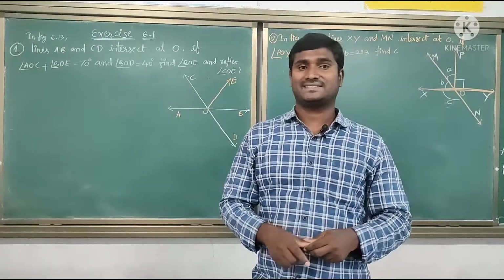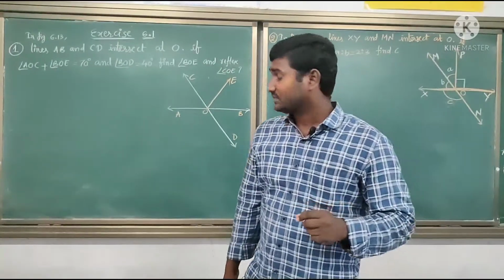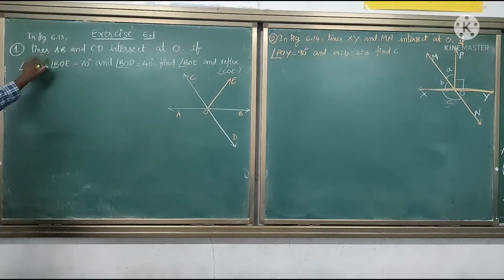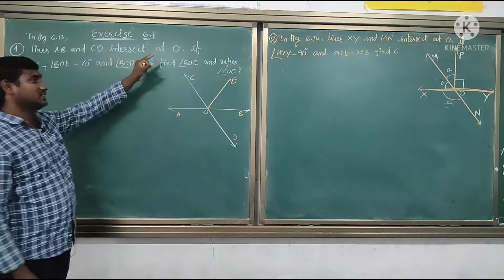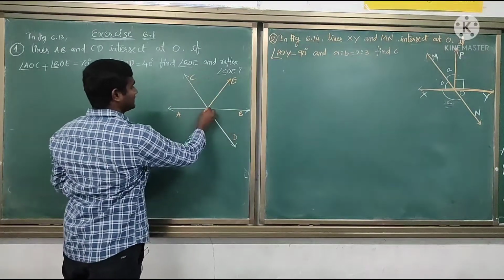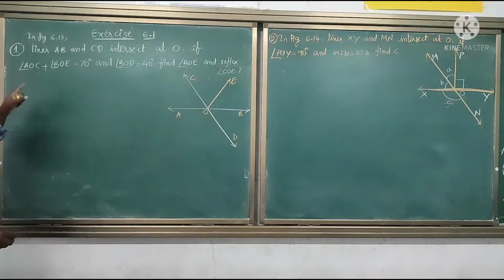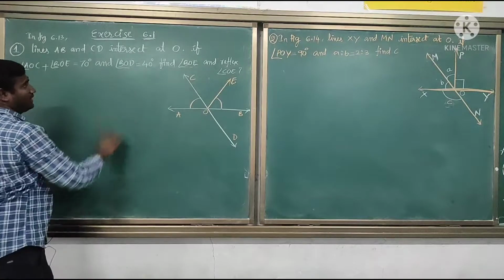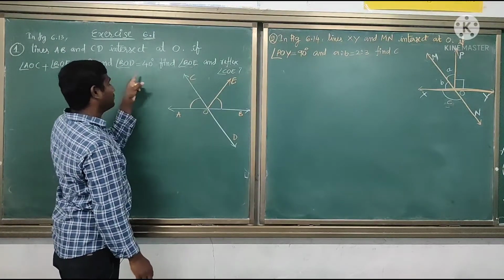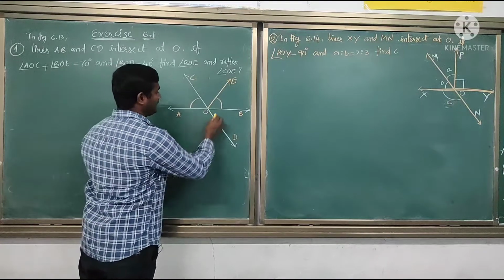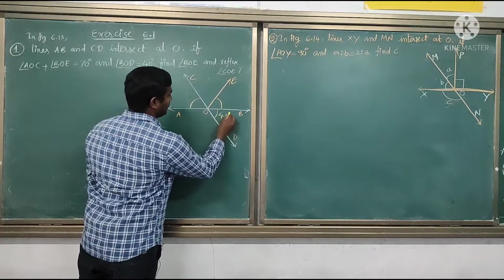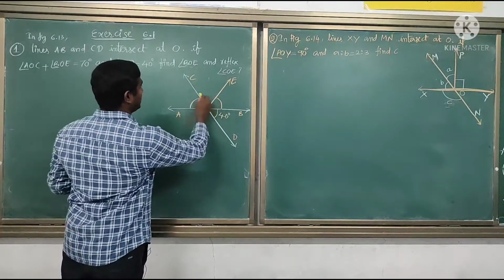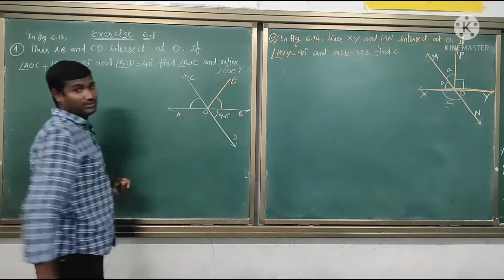So go for exercise 6.1. In the given figure 6.13, lines AB and CD intersect at O. If angle AOC plus angle BOE equals 70 degrees and angle BOD equals 40 degrees, then find angle BOE. We need to find BOE and the reflex of COE.